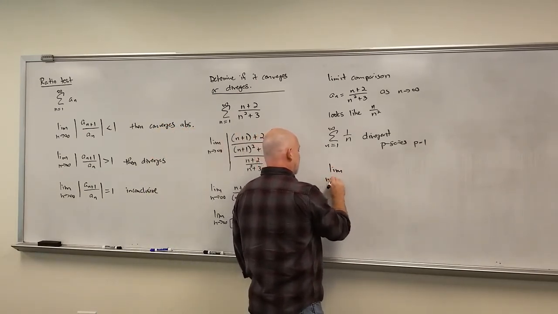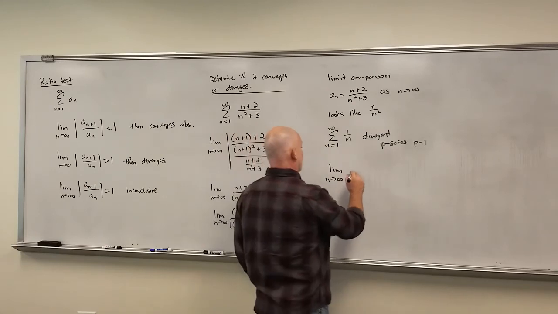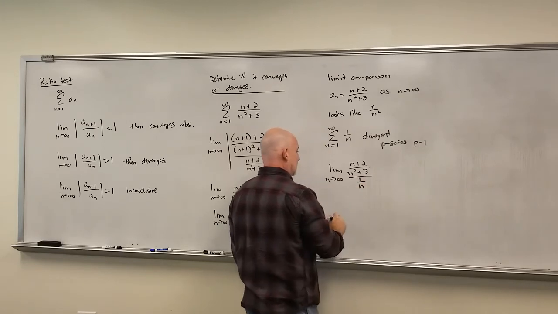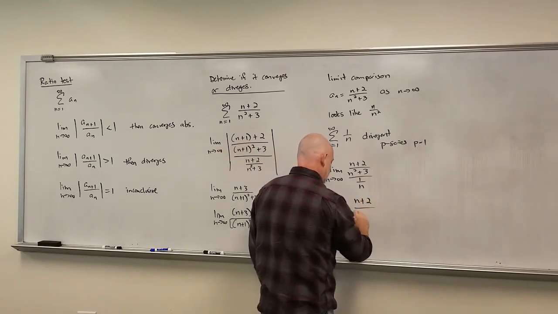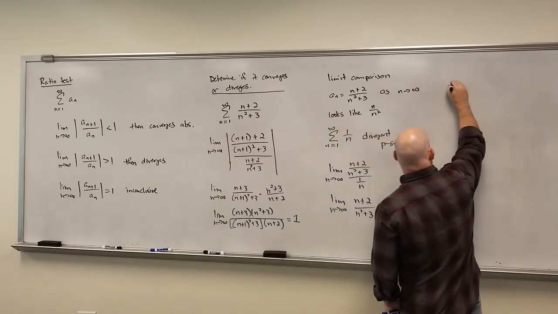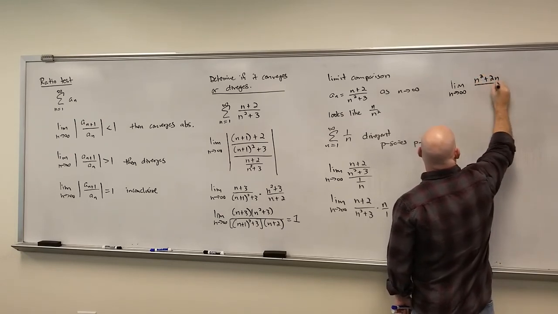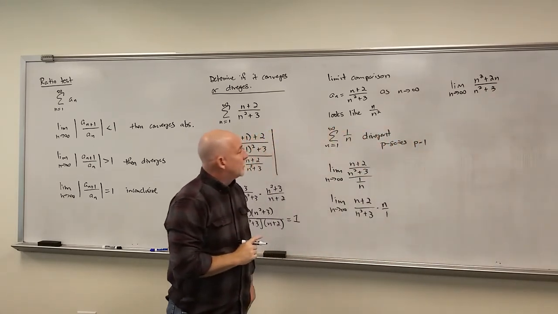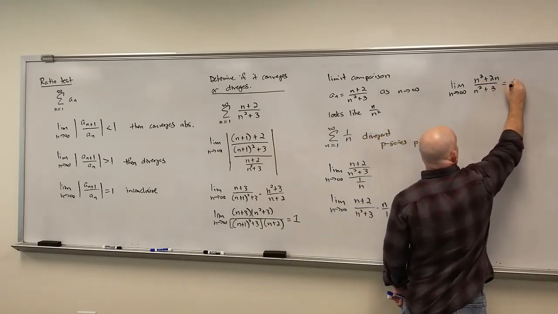We need to do the limit as n goes to infinity of this divided by that. It doesn't matter which way you do it, remember? So it's going to be n plus 2 over n squared plus 3 divided by 1 over n. Flip and multiply. The limit as n goes to infinity of n plus 2 over n squared plus 3 times n over 1. When we distribute on the top, we get n squared plus 2n over n squared plus 3. So as n goes to infinity, again, the lower stuff drops off. We get n squared over n squared, so this is 1.